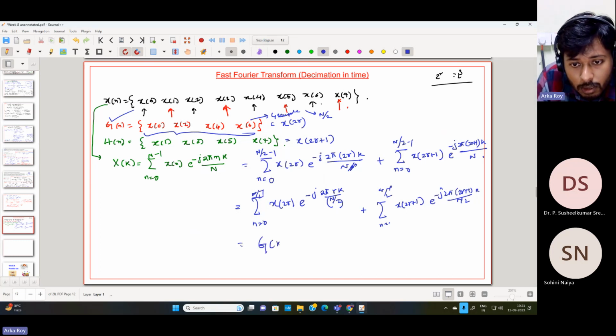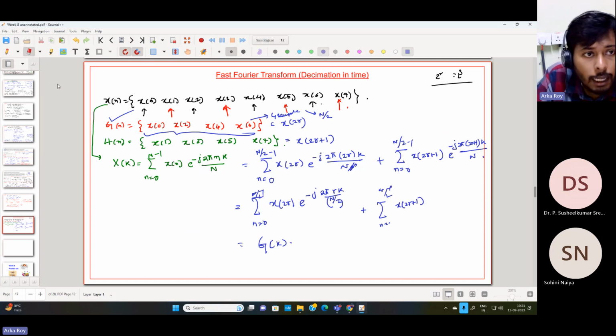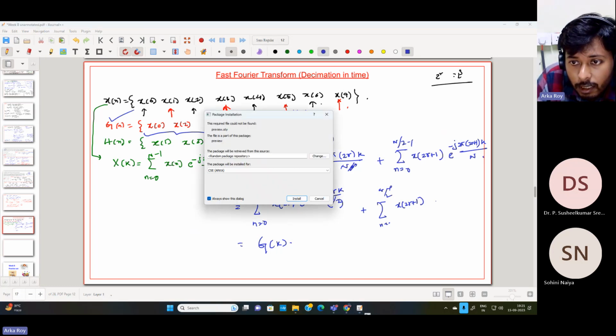So this is what is g of k, and I can take one of these twiddle factors out of this thing.